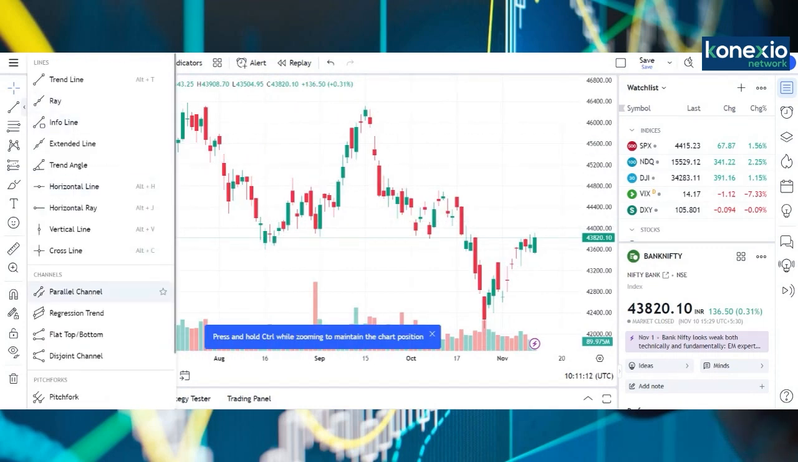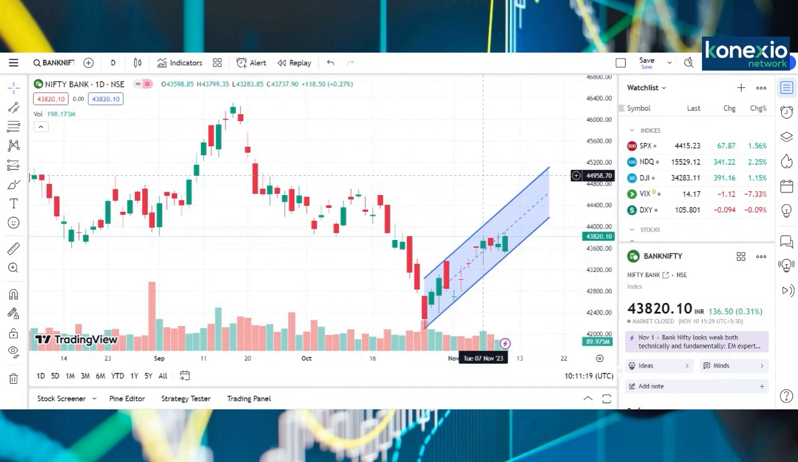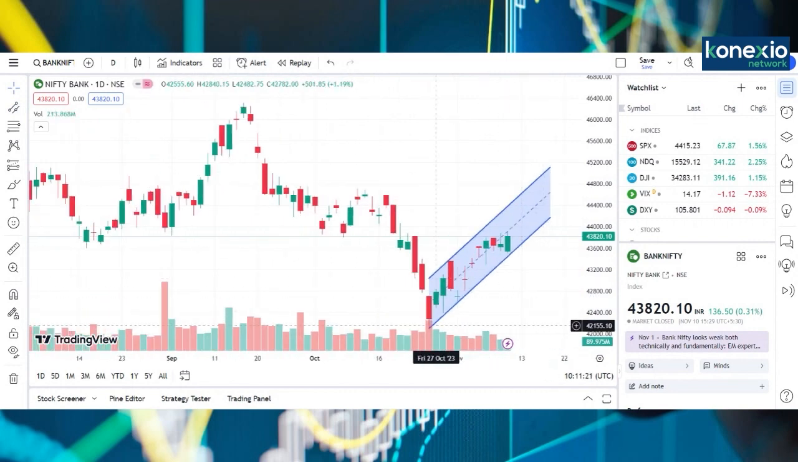slowly and gradually. Now let me draw a rising channel in Bank Nifty also, so that we will have a clear view. Now you can see this is a rising channel. Bank Nifty is also moving in this particular channel, so it seems to be positive, and any dips should be used as a buying opportunity.